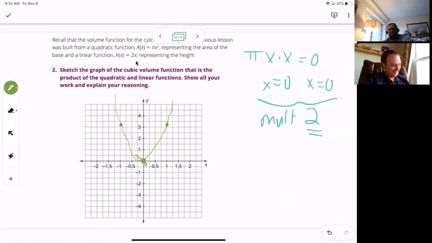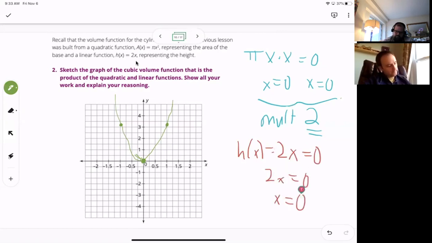There we go. All right, and then the other function is 2x. So that's y equals 2x. If I have h of x equals 2x, and I set that equal to 0, then my equation is 2x equals 0, so x equals 0. So that will go through that same point. And then if I channel my inner Algebra 1 student, the slope is 2. So go up 2 over 1.